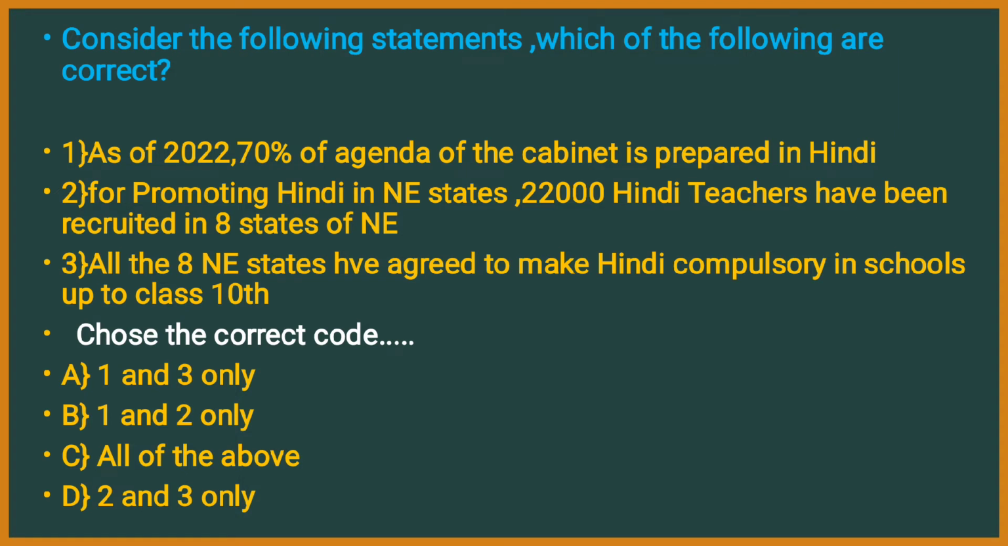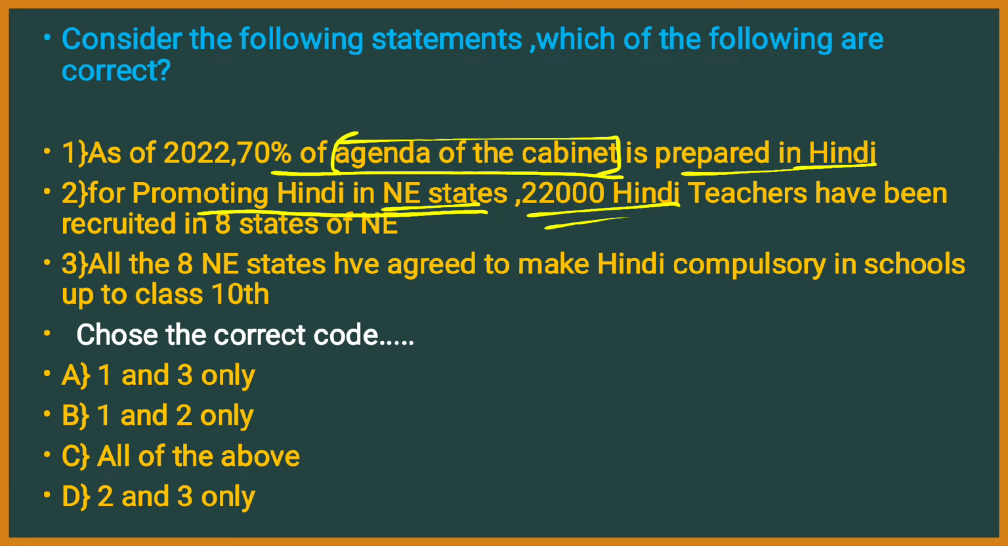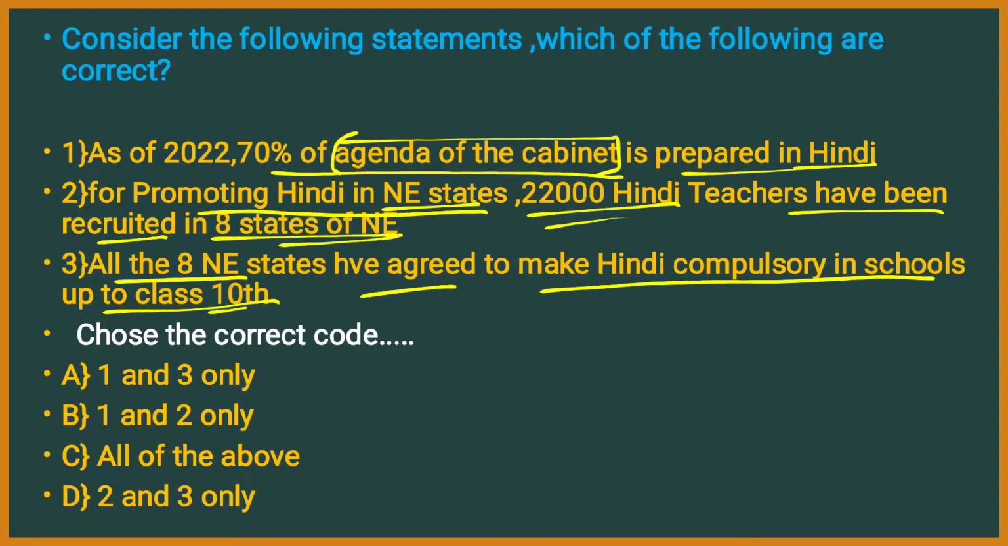Consider the following statements. Which of the following are correct? As of 2022, 70% of the agenda of the cabinet is prepared in Hindi. Second, for promoting Hindi in northeastern states, 22,000 Hindi teachers have been recruited in 8 states of the Northeast. And third, all the 8 Northeast states have agreed to make Hindi compulsory in schools up to class 10th. Choose the correct answer: 1 and 3, 1 and 2, all of the above, and 2 and 3 only.